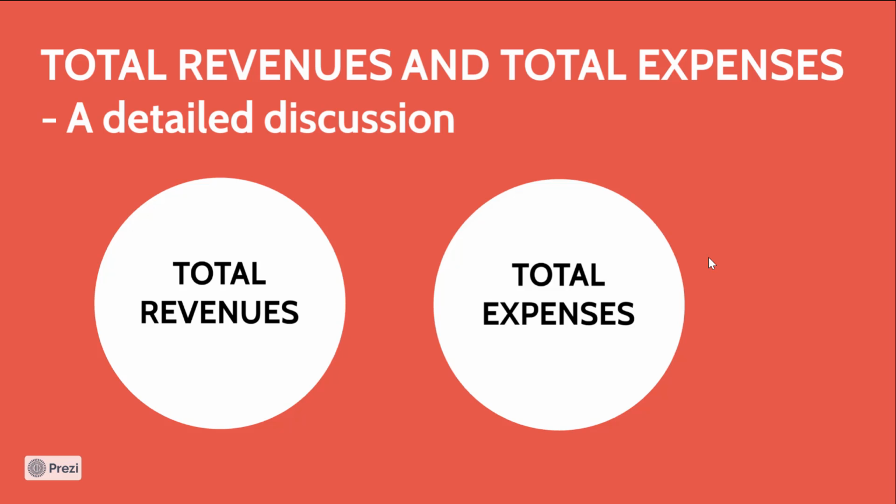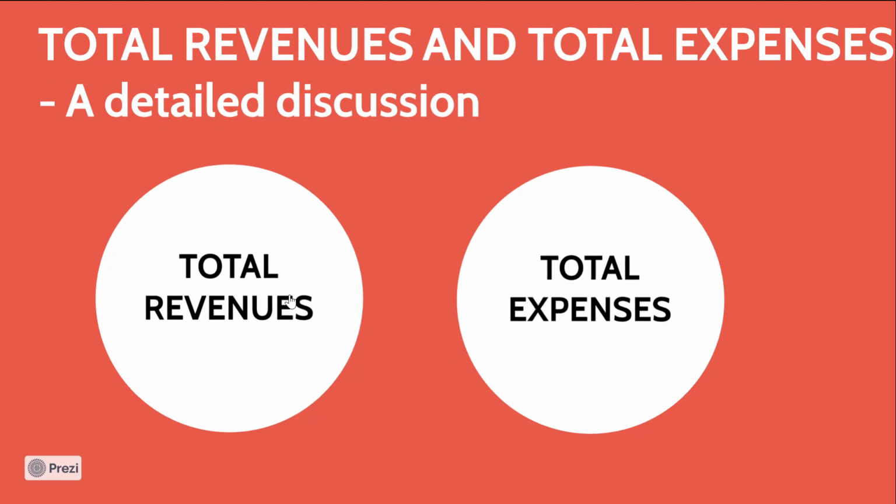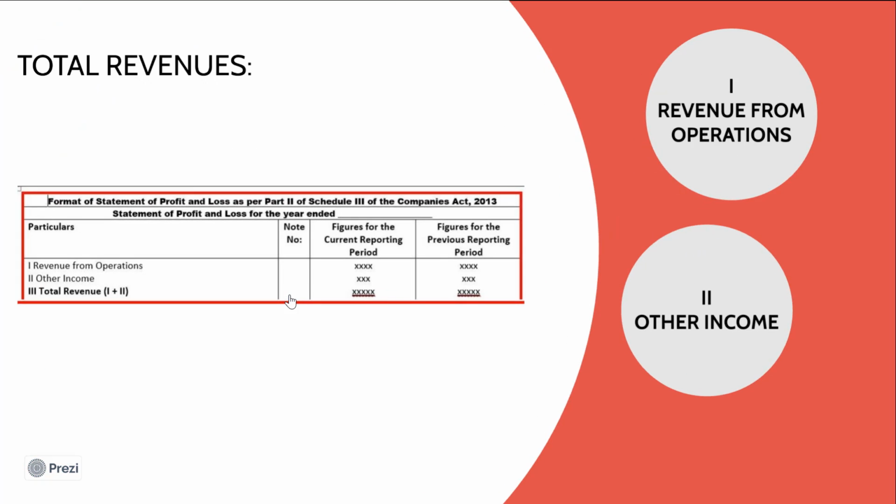Hi, in this video, we will have a detailed discussion on the contents under the two heads of total revenues and total expenses which come in the statement of profit and loss of a company. Let's begin with total revenues. Now, the part of the statement of P&L showing the total revenues is this.